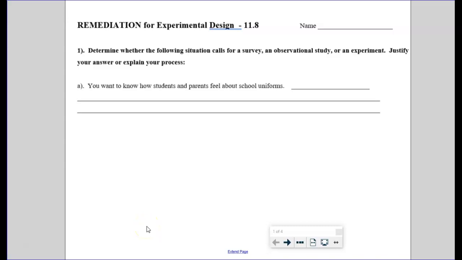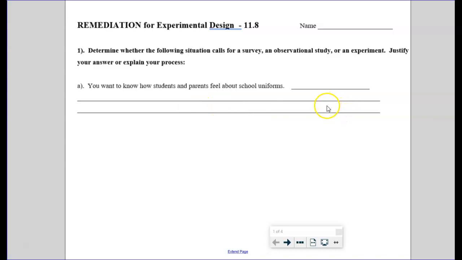Welcome back. This is the remediation for experimental design for Algebra 2, and this is section 11.8. This is the section where some of you don't like it simply because there's not just one right answer, and you do have to explain yourself. So it's a tiny essay that you're writing for me on these questions.